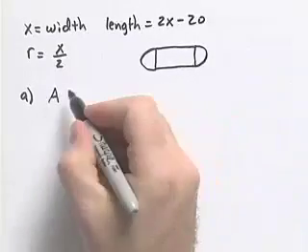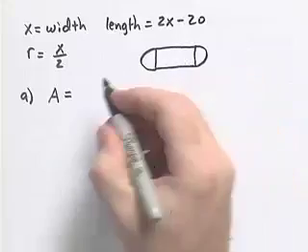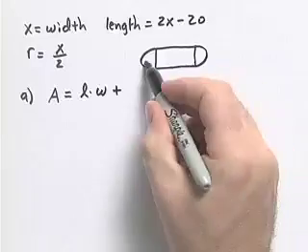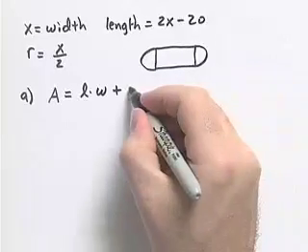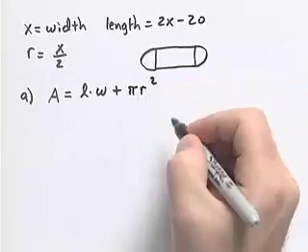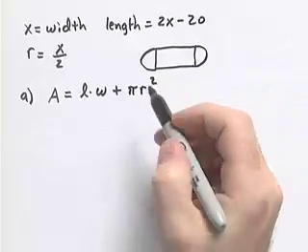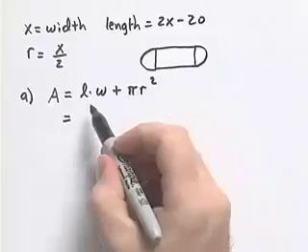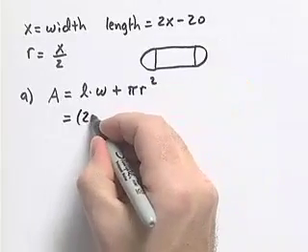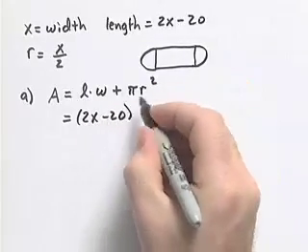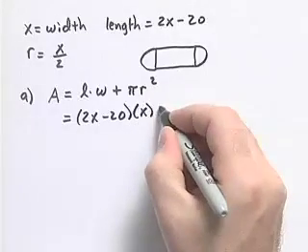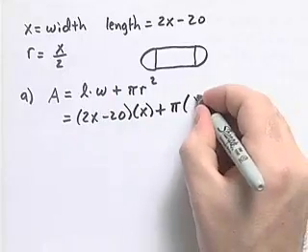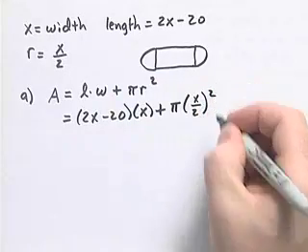So the total surface area is going to be the area of the rectangle, which we'll write as length times width, plus the area of the circle we get by combining the ends, which will be pi times the radius squared. Now we need to have all of this in terms of the width x, so we need to put in what we've set up for our variables. The length is 2x minus 20, so we'll write 2x minus 20. The width we said was x, plus pi times, now the radius we said was x over 2, so we have x over 2 squared.